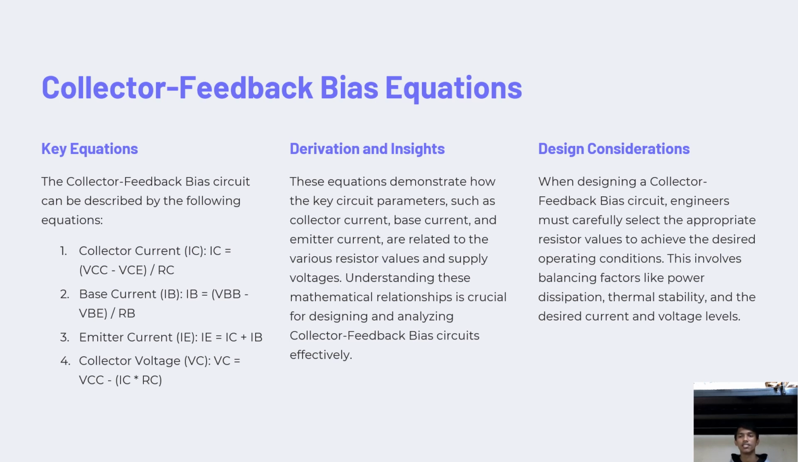Design consideration. When designing a collector feedback bias circuit, engineers must carefully select the appropriate resistor values to achieve the desired operating condition. This involves balancing factors like power dissipation, thermal stability, and desired current and voltage level.